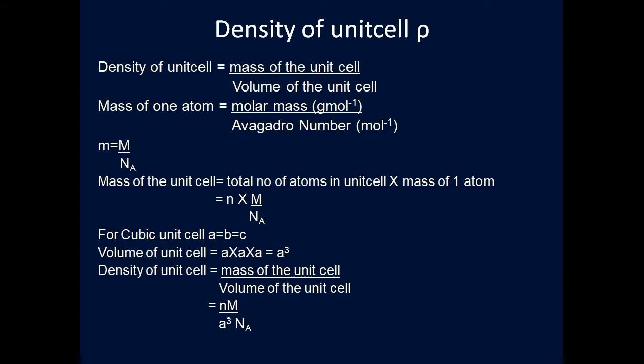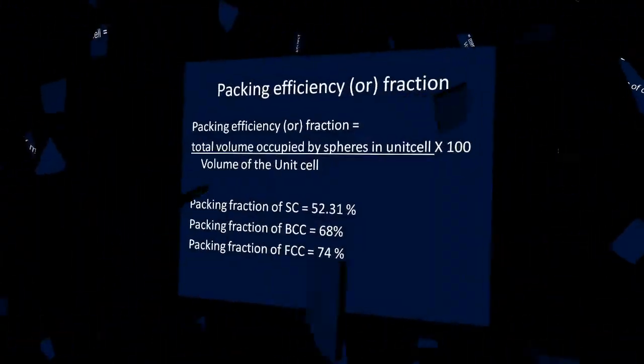For a cubic unit cell, all the lengths are equal. That is a equal to b equal to c. Now volume of unit cell is equal to a times a times a, we get a cube. Now you substitute this mass of the unit cell and volume of the unit cell in the density of unit cell formula. We get density of unit cell rho is equal to small n capital M divided by a cube Na.